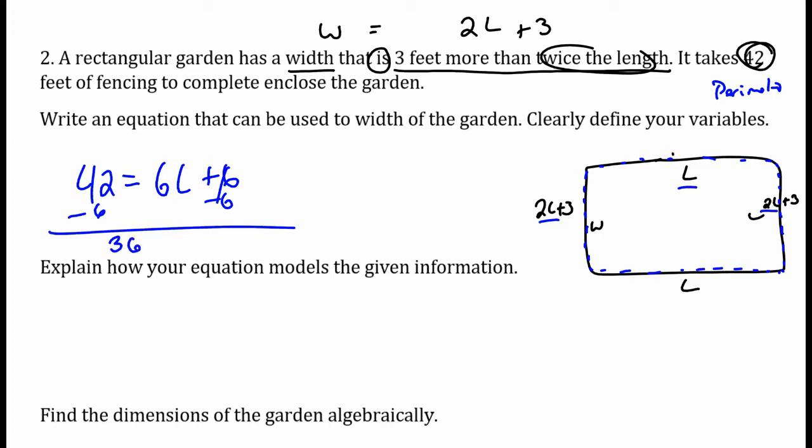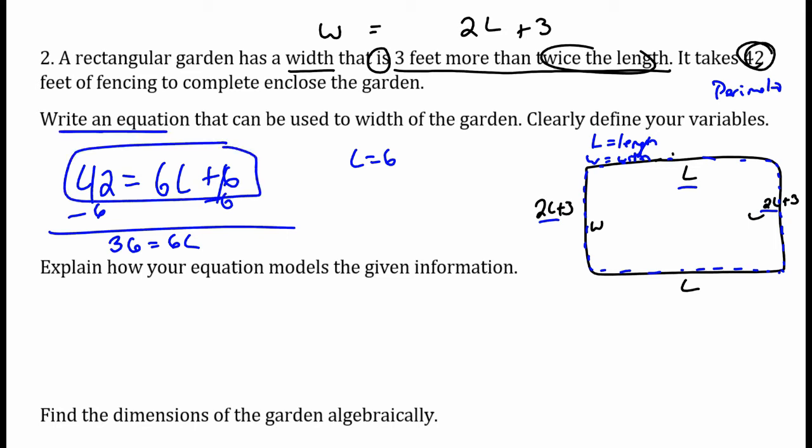36 equals 6L, which gives me L equals 6. Well, let's say L equals the length and W equals the width. Notice here it didn't actually ask us to solve it, it just asked us to write it, so we were actually done at that step right there. Down here we're going to solve it, but that's okay, it didn't take us too much work.